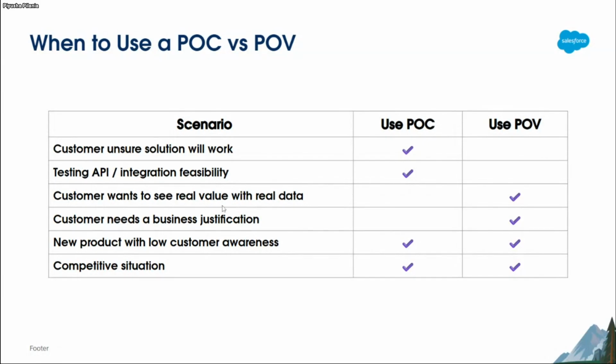If your customer wants to see real value with real data, POV, because that can actually show the impact it's making. If the customer needs a business justification, POV again. For a new product with low customer awareness, you can do an internal POC, as well as build POVs, depending on how you are executing it, because both of these help you build a competitive situation.